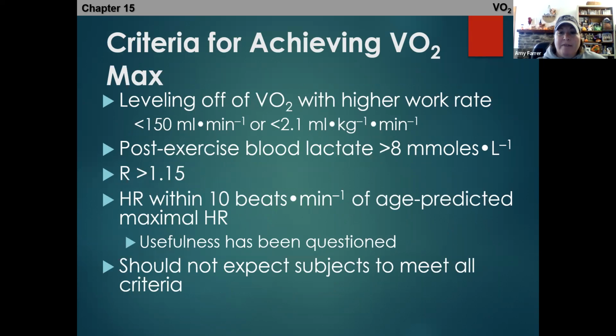If we think we've met VO2 max, we're going to see that as the work rate goes up, the VO2 just levels. If we were somewhere with lots of equipment, we could do blood tests. As soon as we see blood lactate levels increase over 8 millimoles, we know we're there. If R is over 1.15, we're there. Again, we don't have fancy equipment to measure those things. If we're getting to a heart rate within 10 beats of the age-predicted maximal heart rate, we're going to start to think we've achieved our VO2 max. I'm going to tell you that its usefulness has definitely been questioned.